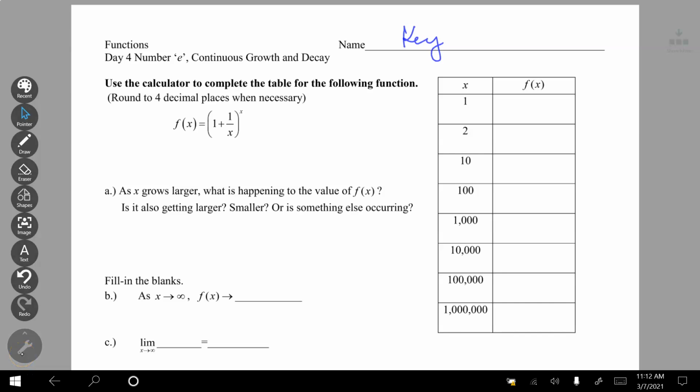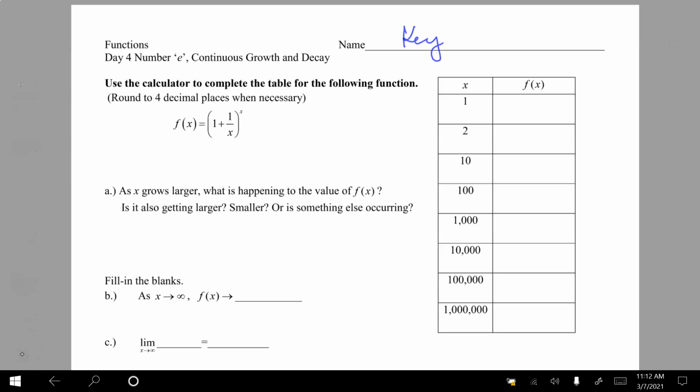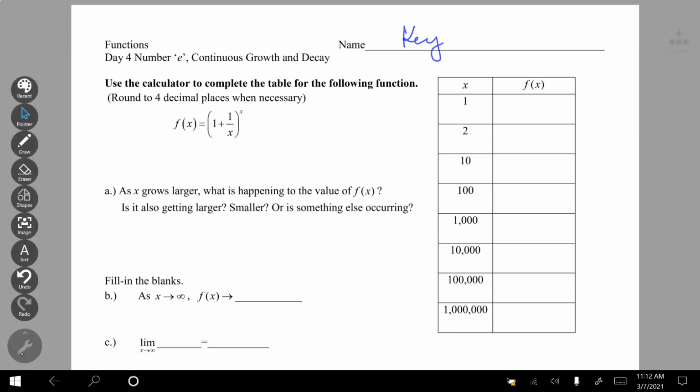Welcome to day 4. We're going to look at a couple special things. One is called the number e, and the other is going to deal with the words continuous growth and decay. We're going to play with this function f of x equals 1 plus the fraction 1 over x, the whole quantity raised to the x power, and we're going to put in bigger values of x and see what happens to this value.